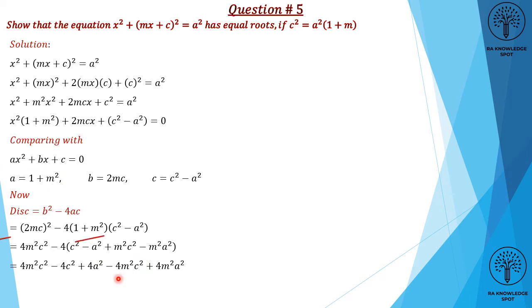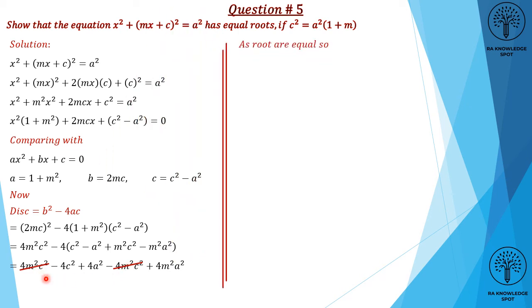Now some more simplification, there is a cancellation in the question, like this term is going to cancel with this term. Now, as the roots are equal, we know that the discriminant will be 0. Don't forget this point. Whenever in the question the roots are equal, then the discriminant will be 0.